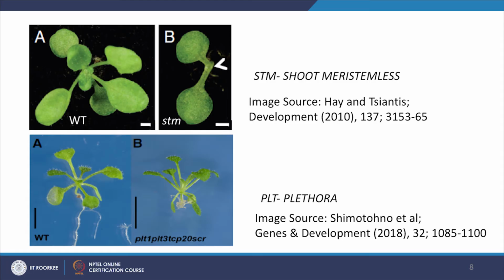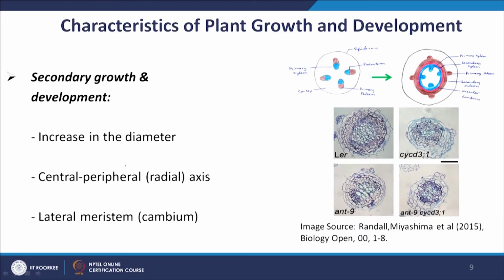Similarly, if you look at the plethora mutants, PLETHORA is a very important class of transcription factors, and they are responsible for maintaining root apical meristem activity. So, in this mutant background, the root apical meristem activity is not maintained, and the primary root or the meristem cells are getting consumed early, and that is why you cannot see proper root development. So, both the primary growth at the shoot apex as well as the root apex are regulated by very important developmental regulators. Now, coming to the secondary growth and development.